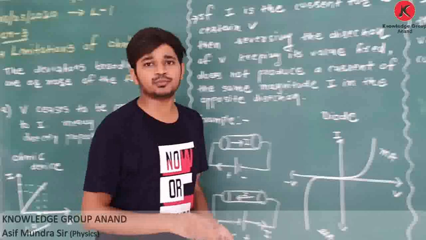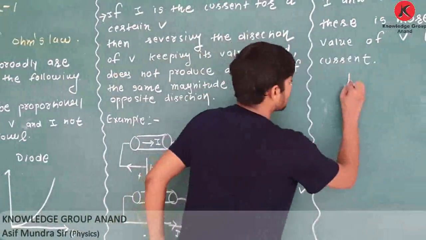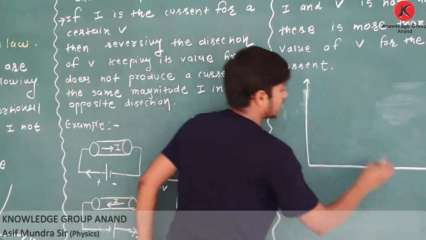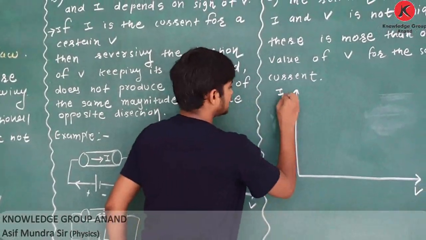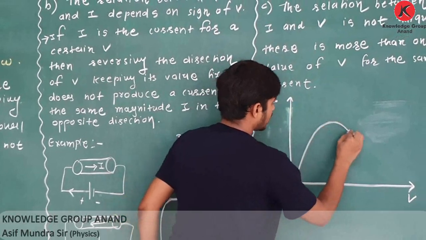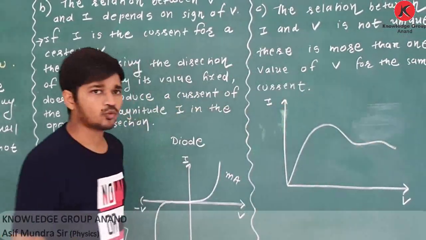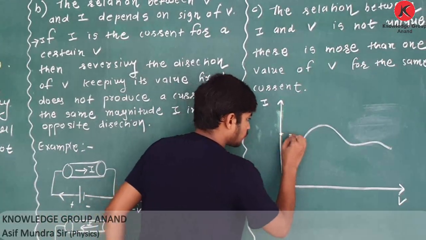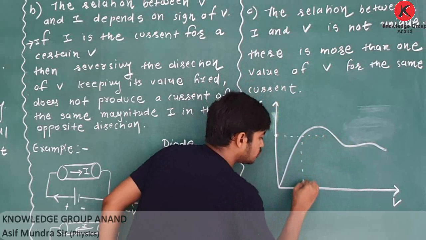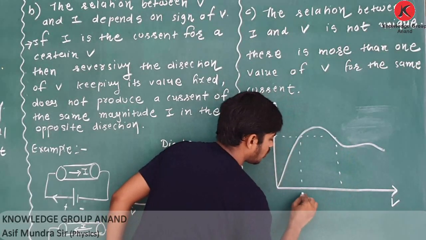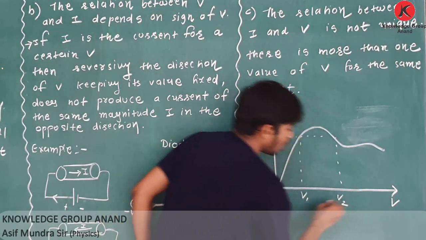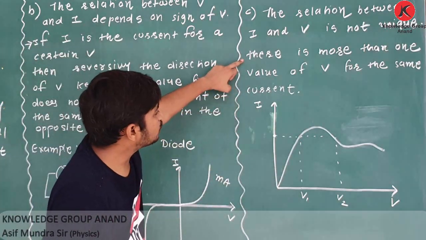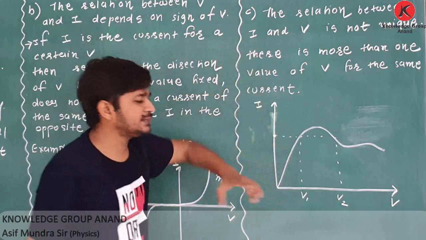But in some devices, the IV graph is like this. For example, it is V, it is I, and that IV graph is like this. So what is the meaning of this? For this value of current, you will have two values of voltage. Clear about this? There is more than one value of V for the same current.